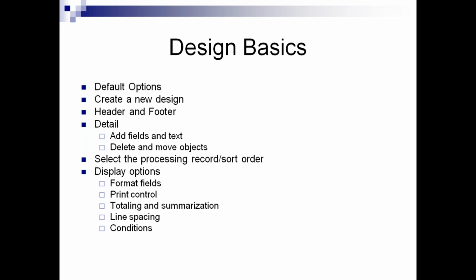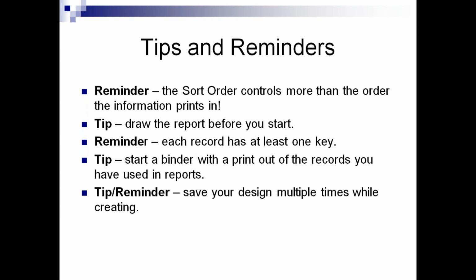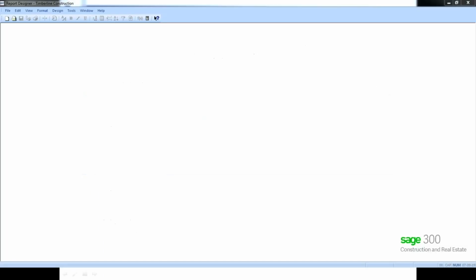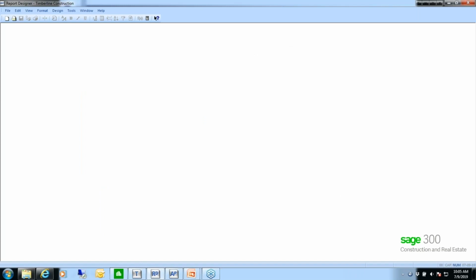We're going to look at selecting the processing record and modifying the sort order if we need. We're going to look at some display options. We're going to look at these briefly. We're going to go into more detail next week in the advanced session. Okay, so let me jump out here. And let's go back into report design.